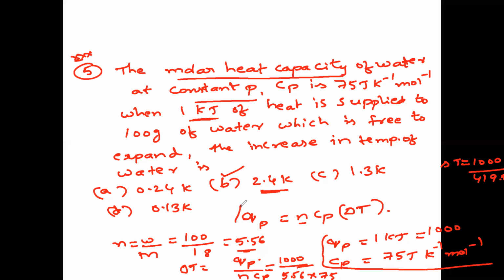So QP is equal to, what is the formula? QP is equal to n into Cp delta T. If they are given specific heat capacity, we have to take m, but they have given molar heat capacity, so we have to take n. That is the difference here. So n means weight by molecular weight, that is 1000 by 18, that is 5.56. So delta T is equal to QP by n into Cp, that is 1000 by 5.56 into 75. That is delta T is equal to 1000 by 419 point something. So approximately you'll get 2.38, that is approximately equal to 2.4 kelvins.